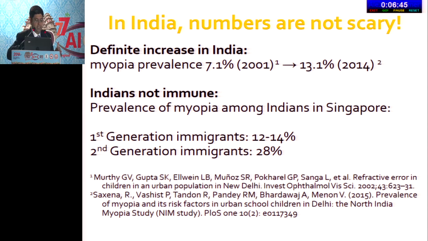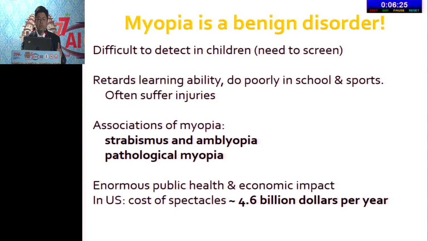and we are not genetically immune to it. This was a study done on first generation and second generation Indians who had immigrated to Singapore, and the first generation had about 12% myopia, and the second generation, the children of these immigrants, had almost 28%. So again, as a race, we are not really immune to this.